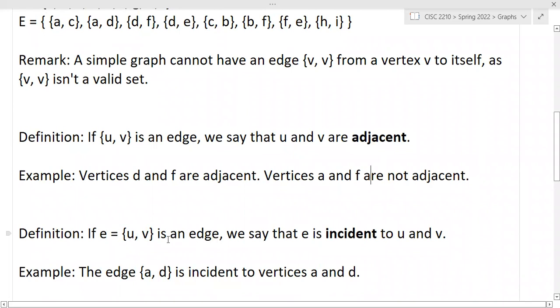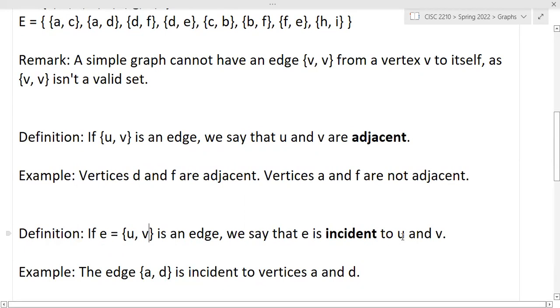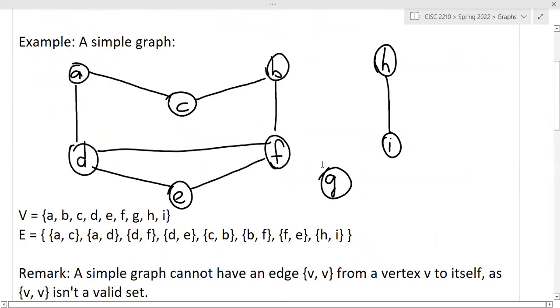And then a similar definition: if we have an edge, again, U comma V, and here U and V are just generic names for vertices, like X and Y. So if we have an edge E, which connects U and V, then we say that E is incident to U and V. So for example, this edge right here is incident to A and D. So an edge is incident to two vertices. It's incident to the two vertices that it connects to each other.